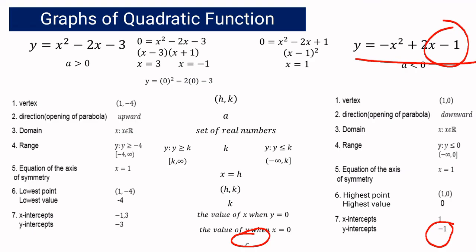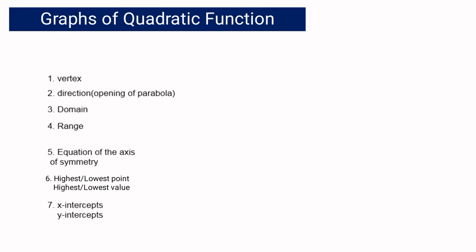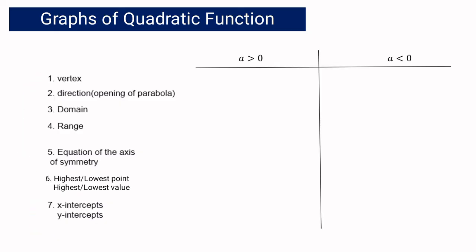For you to understand it better, let us put it in this manner, para mas maintindihan. Let us have our generalization or conclusion with the 7 characteristics of the graph of a function. It has something to do with the value of a, if it is greater than 0 or less than 0.